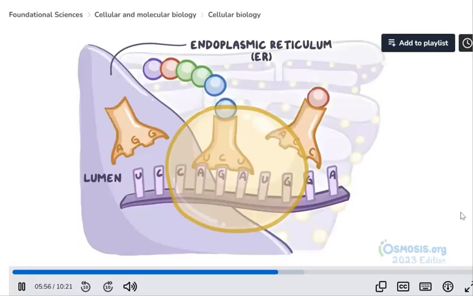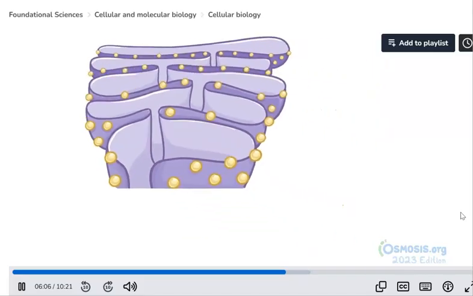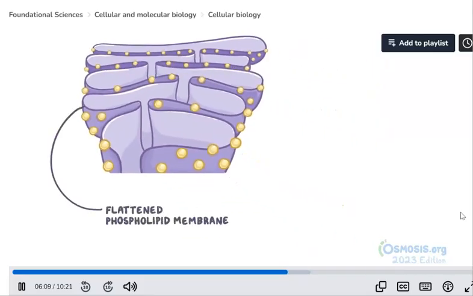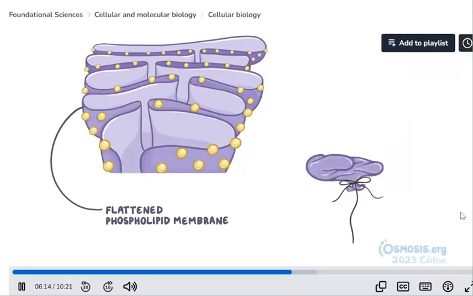The endoplasmic reticulum supports lots of ribosomes on its surface, each of which is busy translating proteins. To create enough surface area to do this, the endoplasmic reticulum is really a continuous stack of flattened phospholipid membrane. Sort of like a huge deflated balloon that's all crumpled up. It's low in volume, but it has a lot of surface area available.